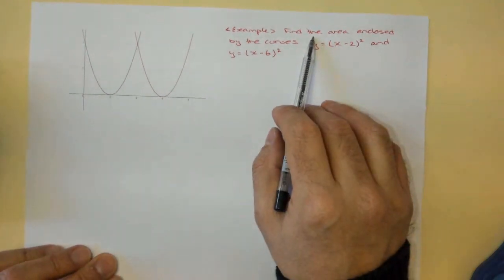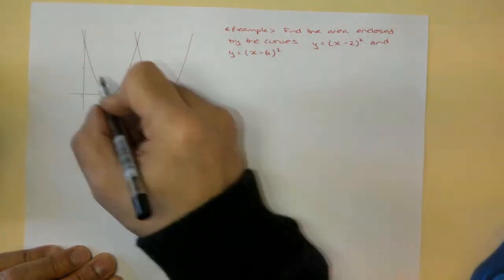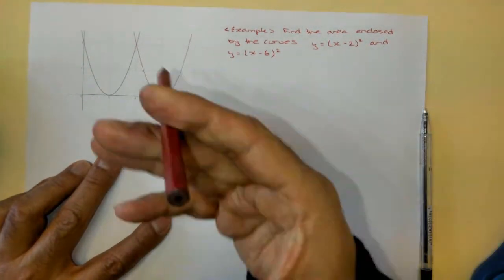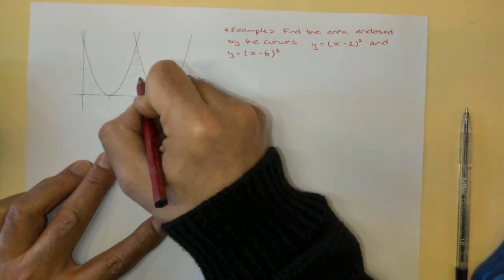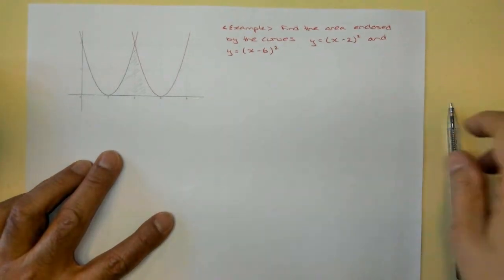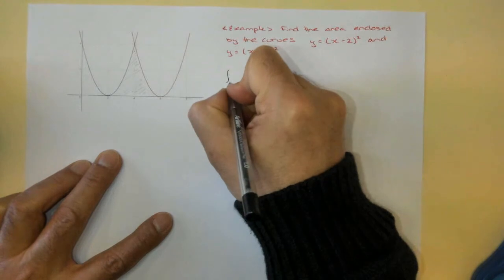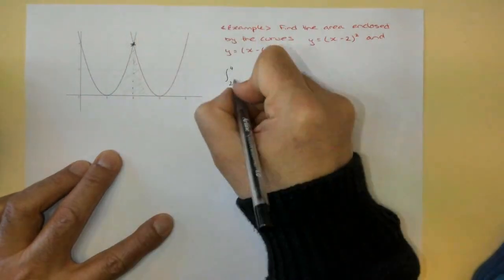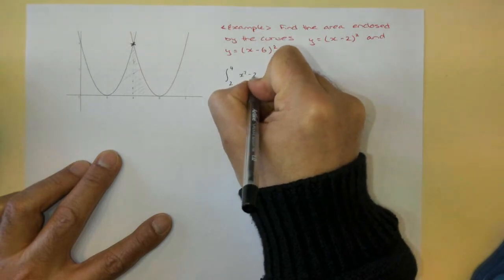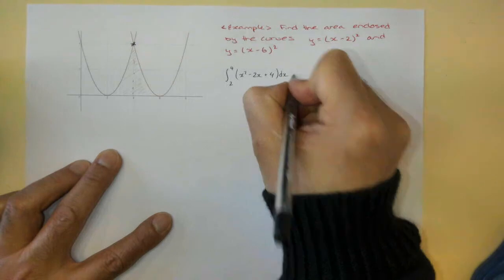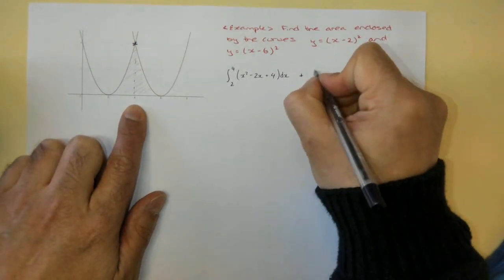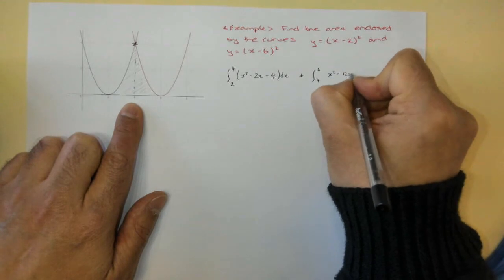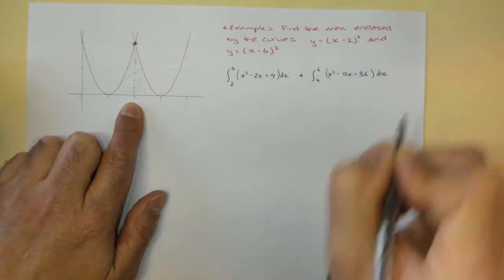Alright, so next example. Find the area enclosed by the curves y equals (x minus 2) squared, so that's this one here, and the curve y equals (x minus 6) squared. So what I really want to do is find this area here. Looking at the first part, I'm going to do the integral from 2 to 4, finding the point of intersection, of x squared minus 4x plus 4. And I'm going to add that to the integral from 4 to 6 of x squared minus 12x plus 36.